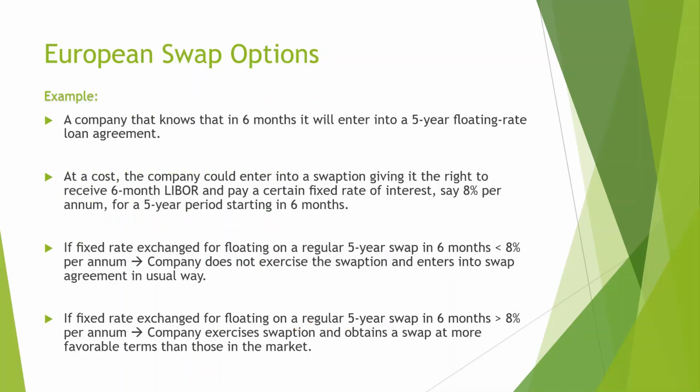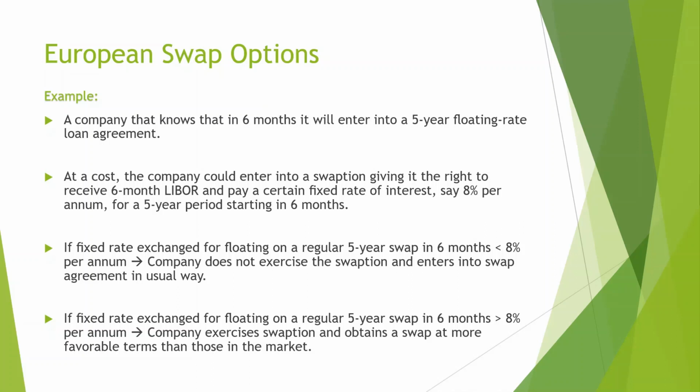To give an example of how a swaption might be used, consider a company that knows that in 6 months it will enter into a 5-year floating rate loan agreement and knows that it will wish to swap the floating interest payments for fixed interest payments to convert the loan into a fixed rate loan. At a cost, the company could enter into a swaption giving it the right to receive 6-month LIBOR and pay a certain fixed rate of interest, say 8% per annum, for a 5-year period starting in 6 months.